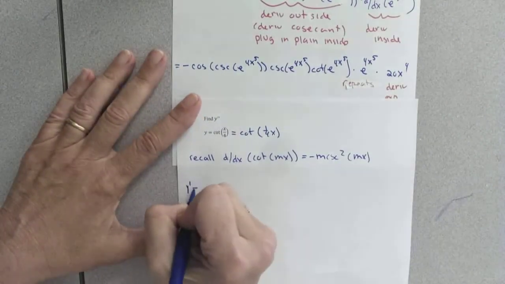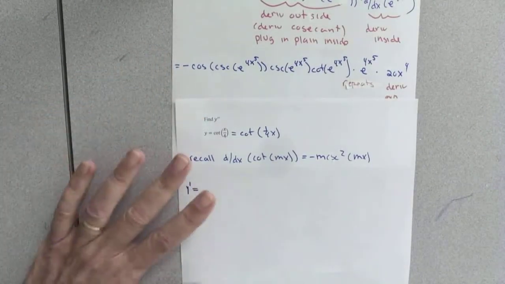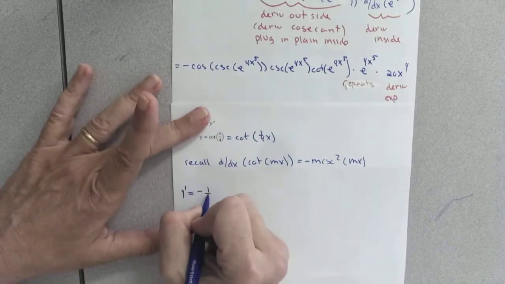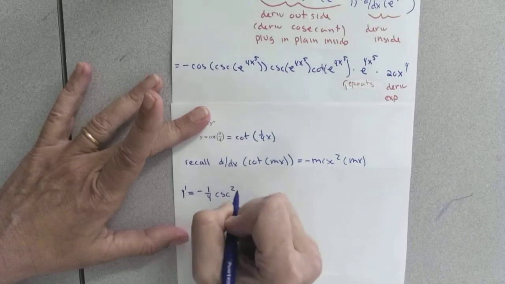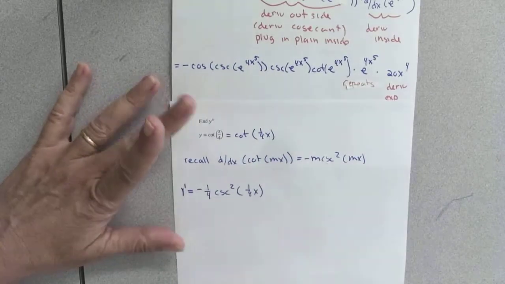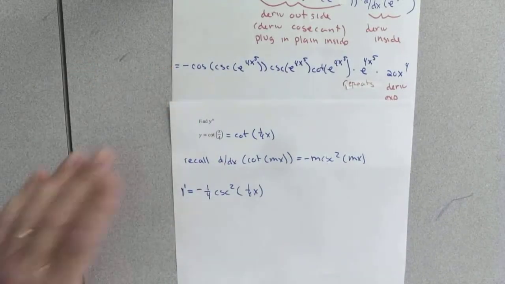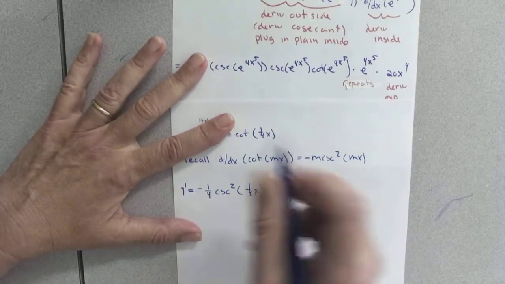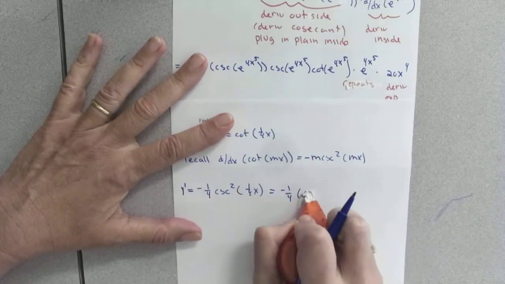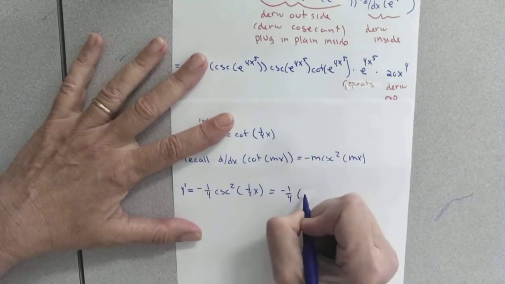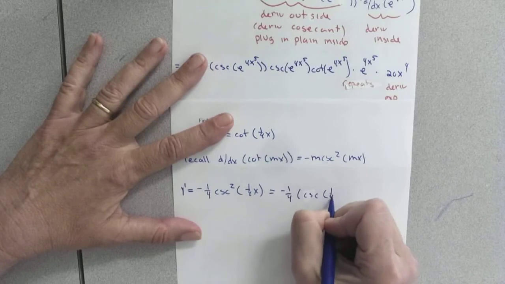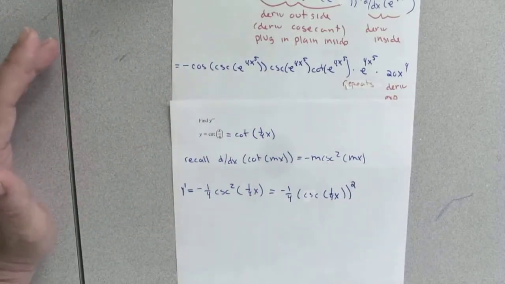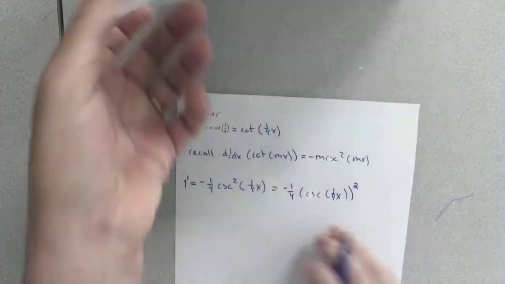pretty quickly, my first derivative, because the only way you can get to the second derivative is to go through the first derivative, my first derivative is going to be negative 1/4 cosecant squared 1/4 x, which is the same as negative 1/4 cosecant 1/4 x quantity squared. Again, emphasizing what that notation means.